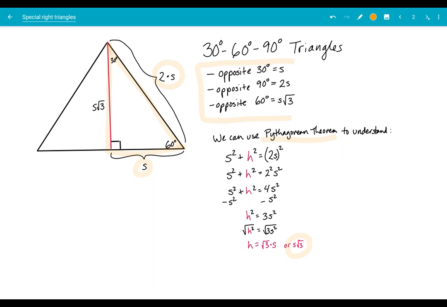Now that we know the relationship of these three sides, whatever side we're given, we can find the others just by doing a little bit of math.